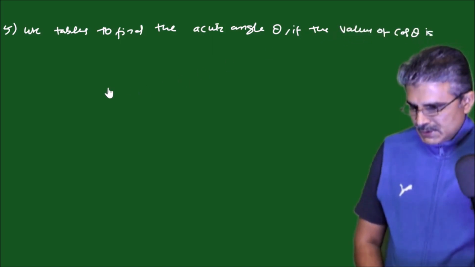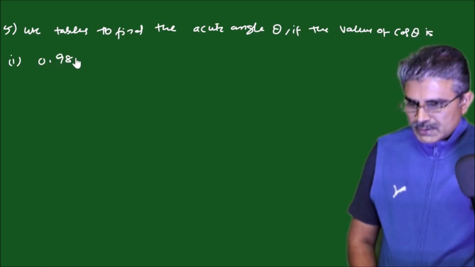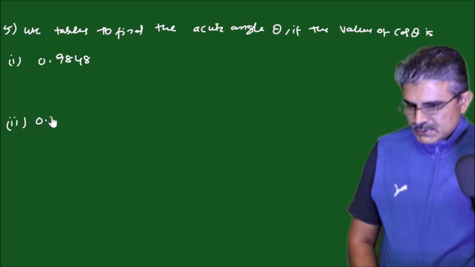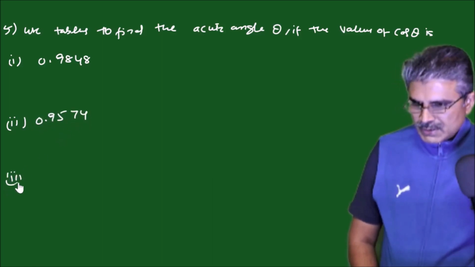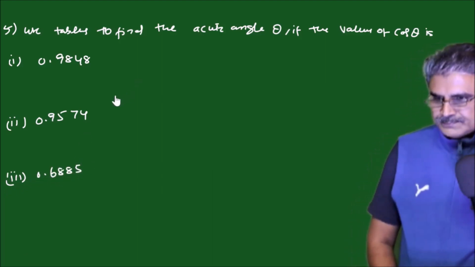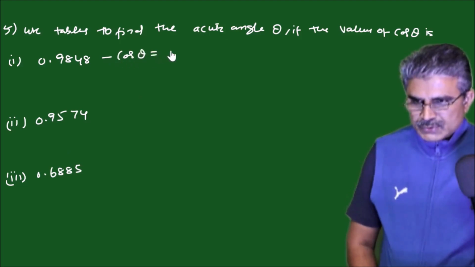Next problem is the one, use tables to find the acute angle theta if the value of cos theta is, the first one is 0.9848 and the second one is 0.9574 and the third one is 0.6885.